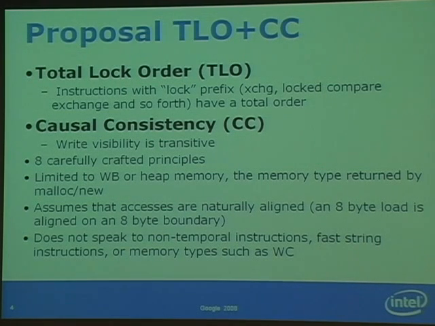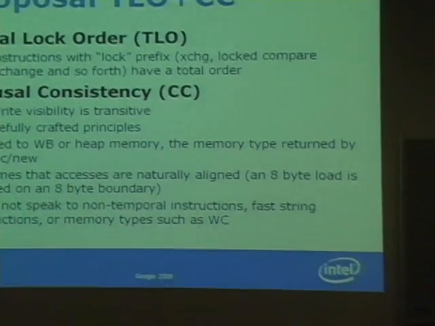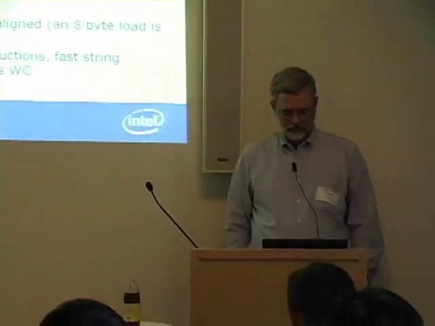We're also assuming that accesses are naturally aligned, which means that if you've got an 8-byte load, it's aligned on an 8-byte boundary. This is not a difficult thing for compilers to deal with, and that's our primary target here. And it does not speak to some of the non-temporal instructions like the MOVNTI, which very few people use, but they're mostly used for video cards and DMA stuff.